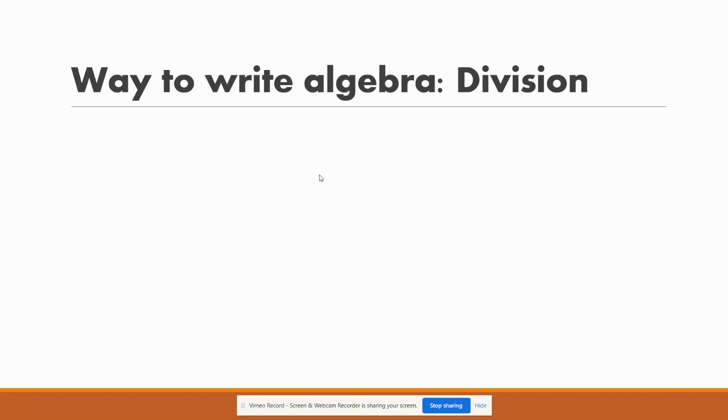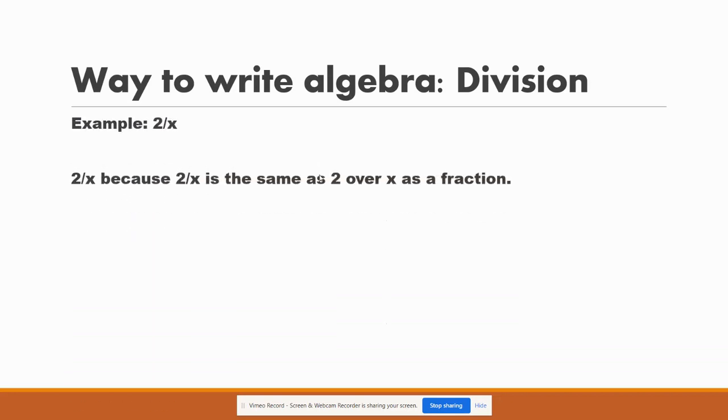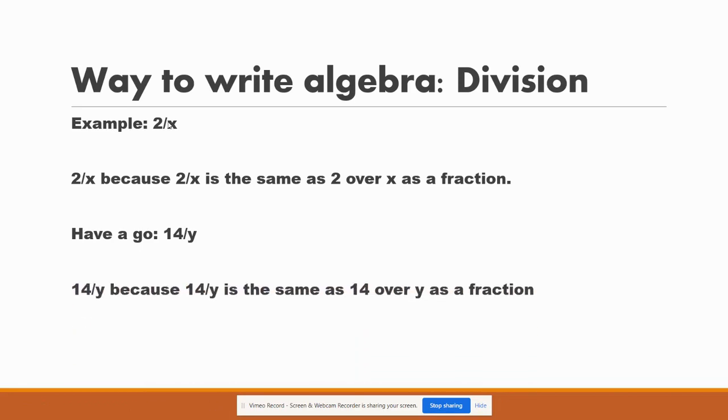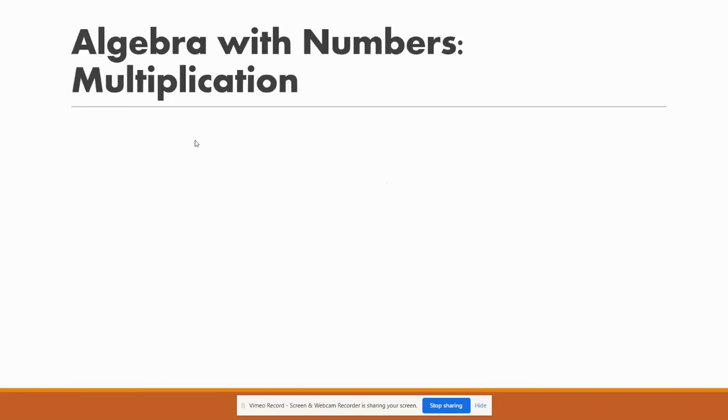Now we're going to move on to division. Example, 2 divided by x. Now the answer is 2 divided by x, because 2 divided by x is the same as 2 over x as a fraction. So it's kind of like the addition and subtraction one. Have a go. 14 divided by y. The answer is 14 over y, because 14 divided by y is the same as 14 over y as a fraction.